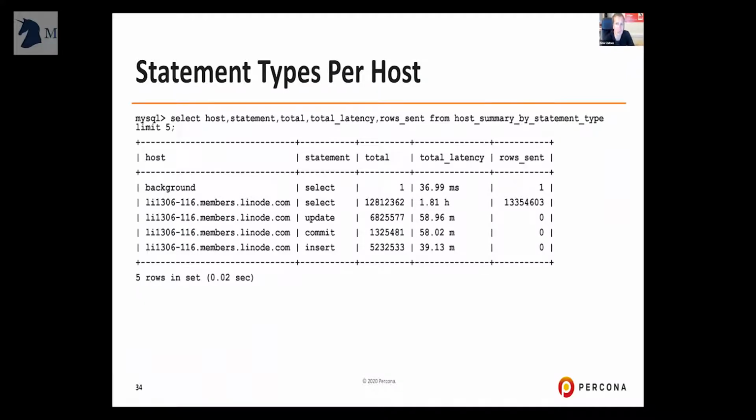Another cool thing you have is you can look at what we can call a statement type from different hosts. In this case, I can see, for example, for different hosts, what kind of statements they have really provided: selects, updates, commit, inserts, which can be quite helpful, right? We can see in this case, for example, that the majority of my latency came from select statements from a given host.